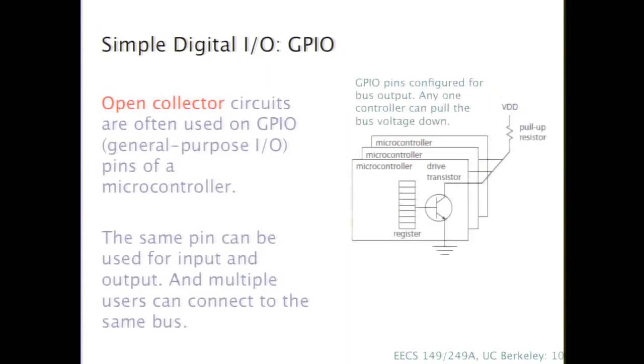Okay. Let's look in a little more detail at GPIO. The way that GPIO works is you have a microcontroller and a pin coming out of it, and you can use it as an output or an input. A typical configuration, if it's being used as an output, uses what is called an open collector circuit. You have a memory mapped register, and if you write a 1 into the position in this memory mapped register that is controlling this GPIO pin, then it turns on this transistor, which will short the pin to ground, asserting a low voltage level on the pin.